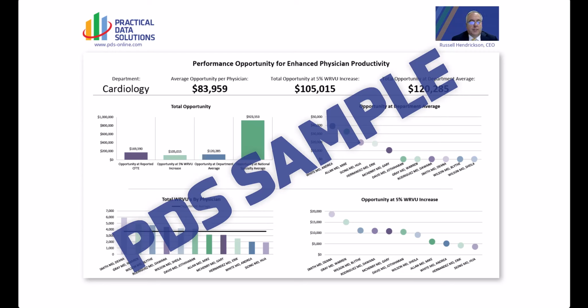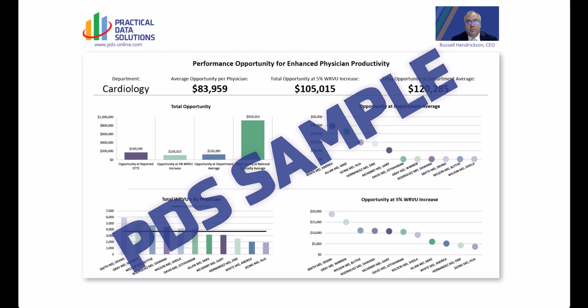What you'll see in this dashboard, in the bottom left corner, is the total work RVUs by physician, and we've sorted the physicians from highest to lowest. We've then brought in a benchmark for this department or division, so we can start to see which physicians are performing above the median and which are performing below the median. This is really just an internal benchmark, where we're benchmarking against ourselves.